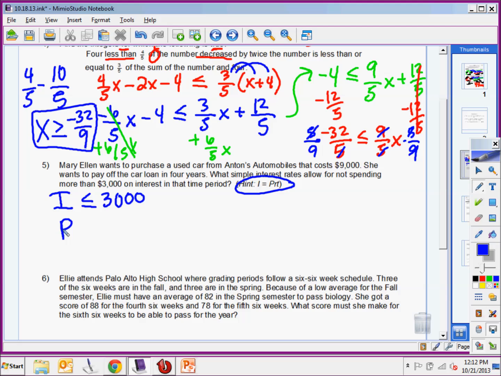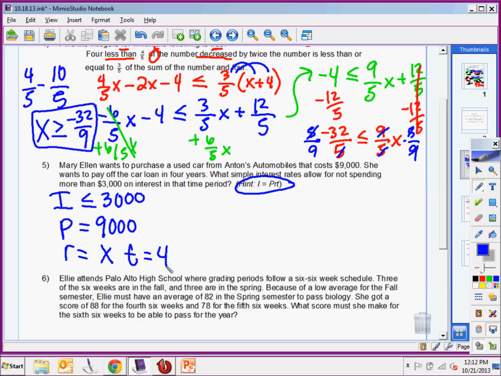P is your principal, your initial cost. So what is her P? $9,000. Okay. R. Do we know what her rate is? No, we don't. So that is going to be our unknown, X. And then T. Do we know how long she wants to spend paying for her car? 4 years. So do we have enough variables to plug in and solve for X? Yes.